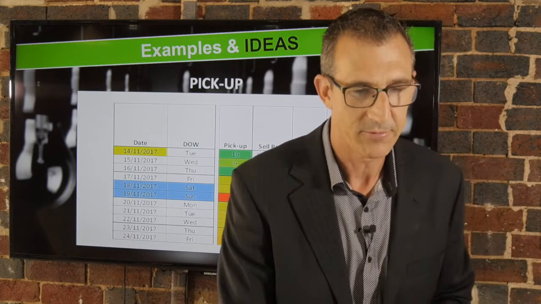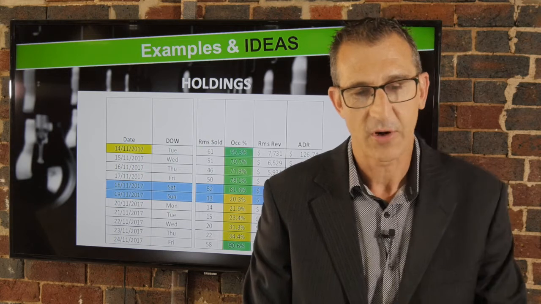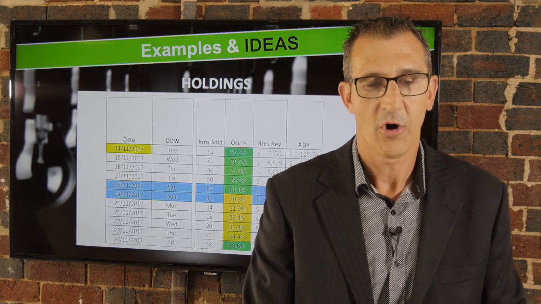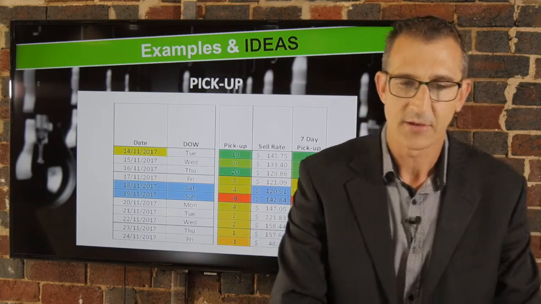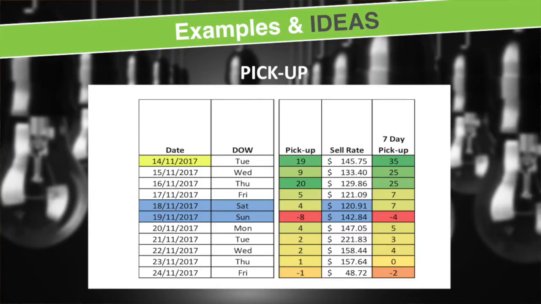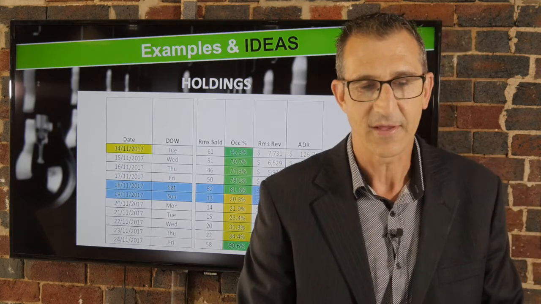So here's an example of pickup. Right beside the holdings, those few boxes around occupancy and revenue and rate, we have pickup. What it shows us here, in the column that says pickup, is that overnight we sold 5 rooms on the 17th. If I go back there, we had 50 rooms sold. So the day prior was 45, now it's 50.